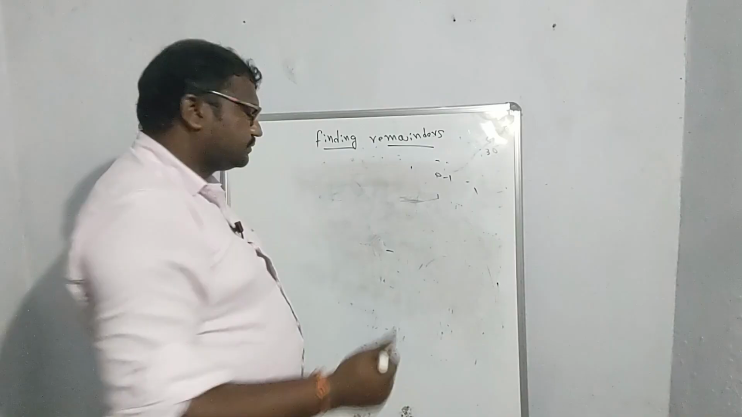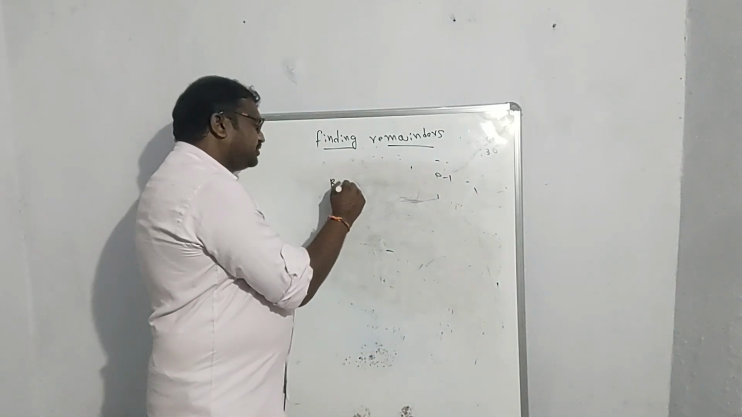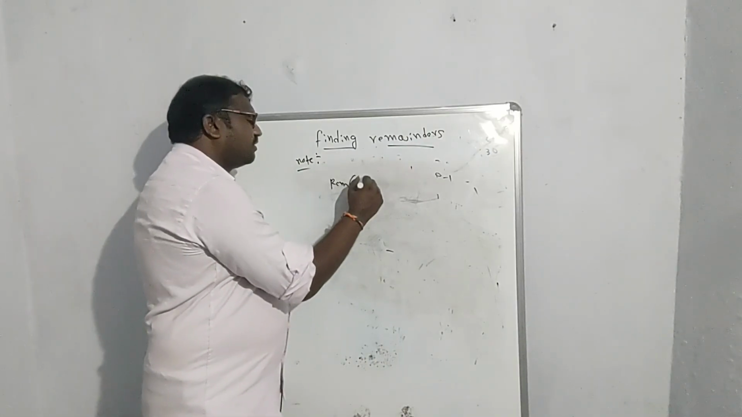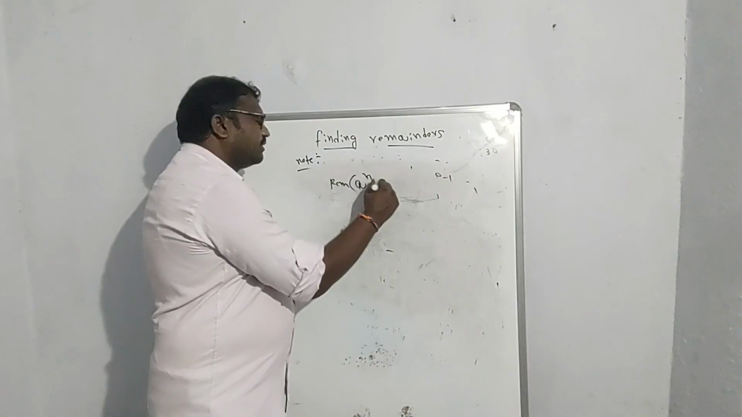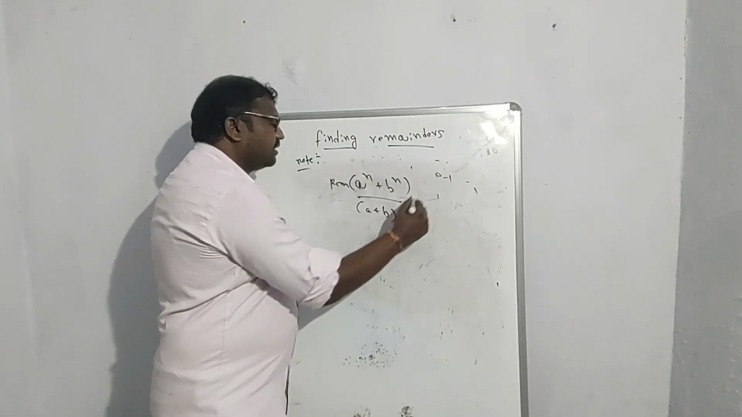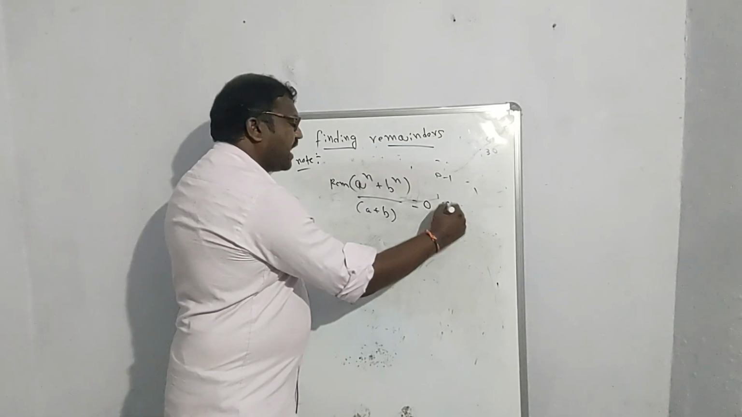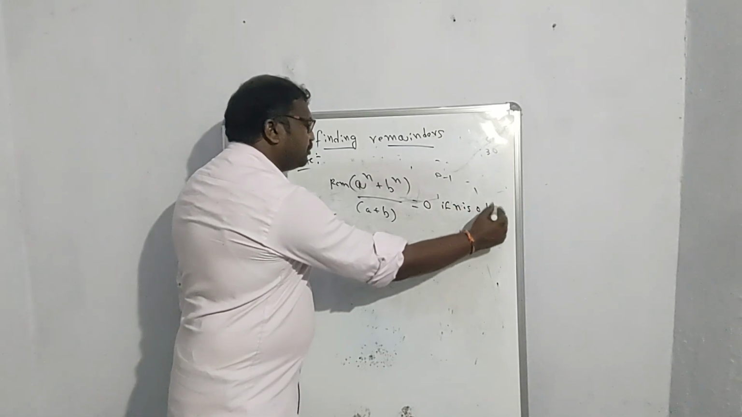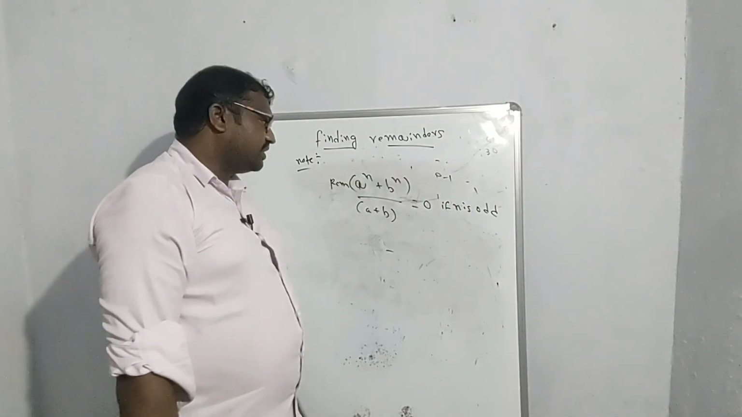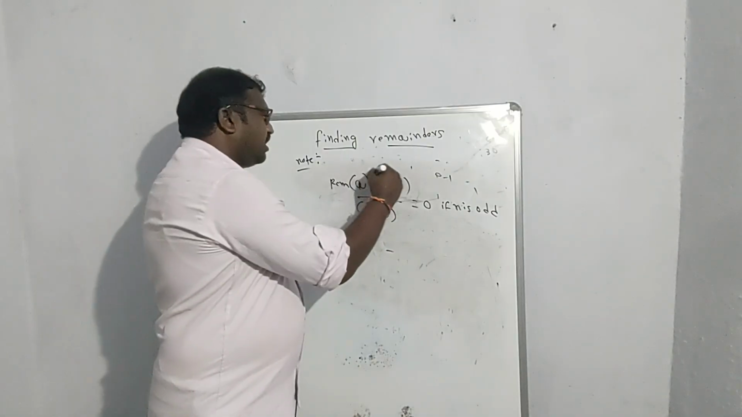One more note, please write it down. The remainder of a power n plus b power n divided by a plus b is equal to 0 if n is odd. n should be odd.